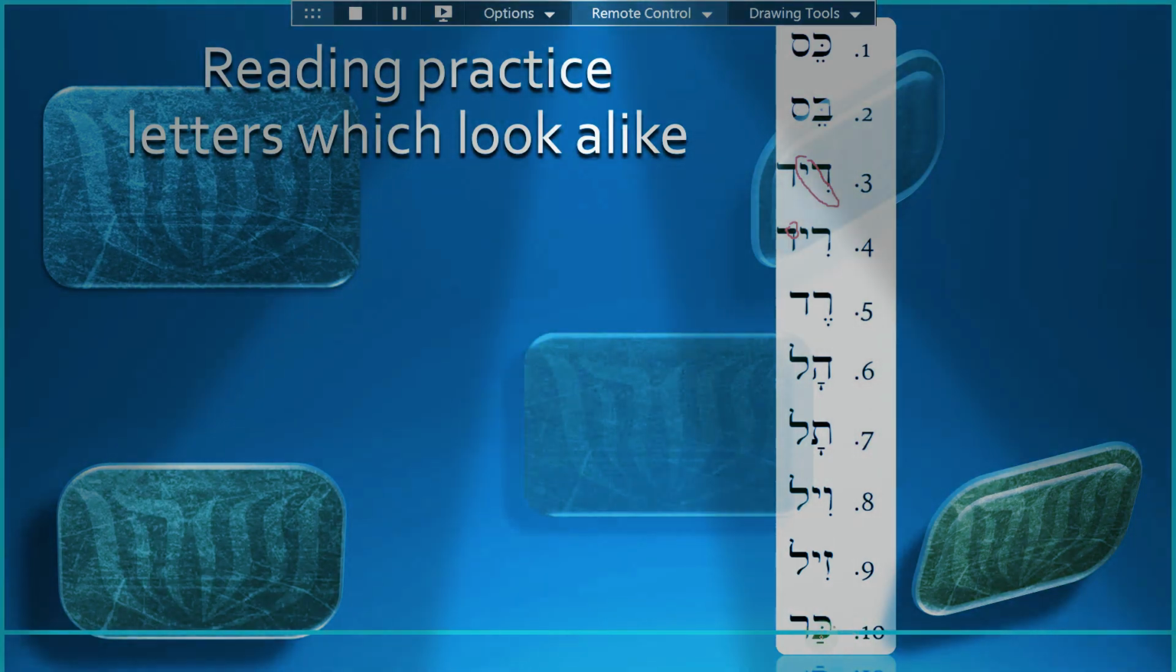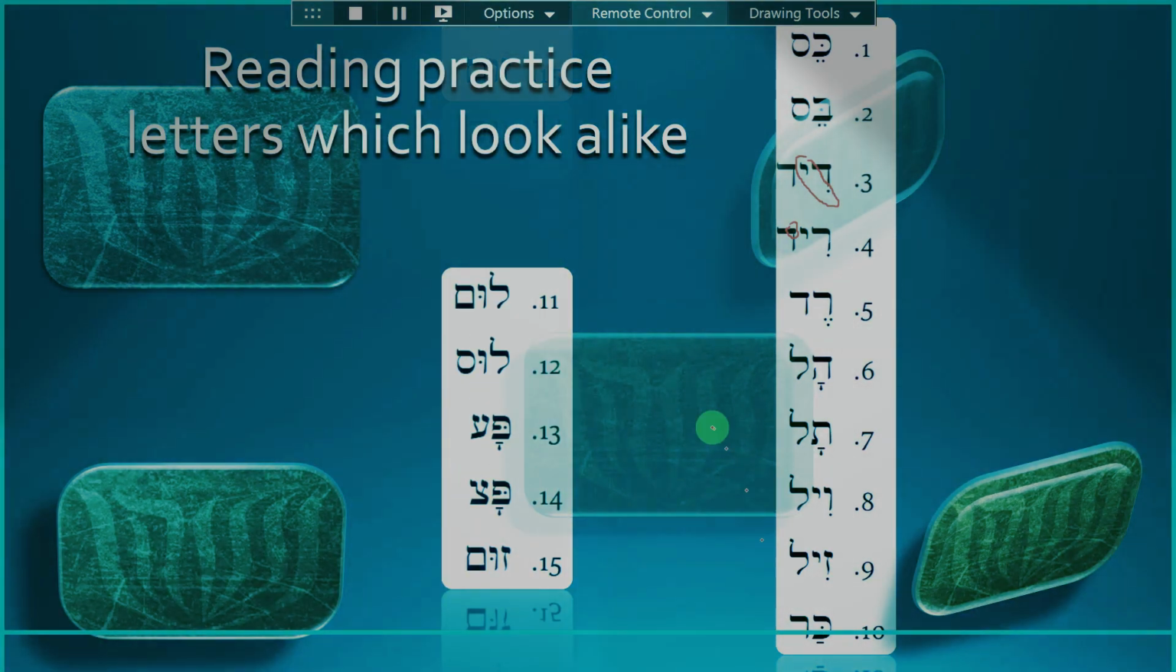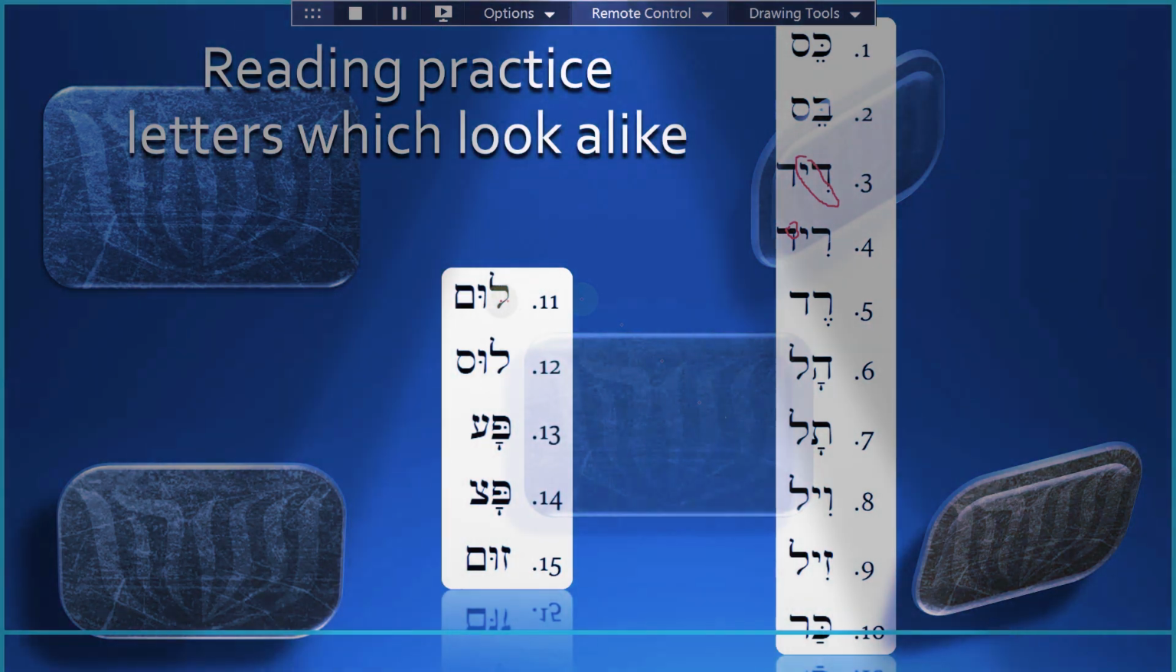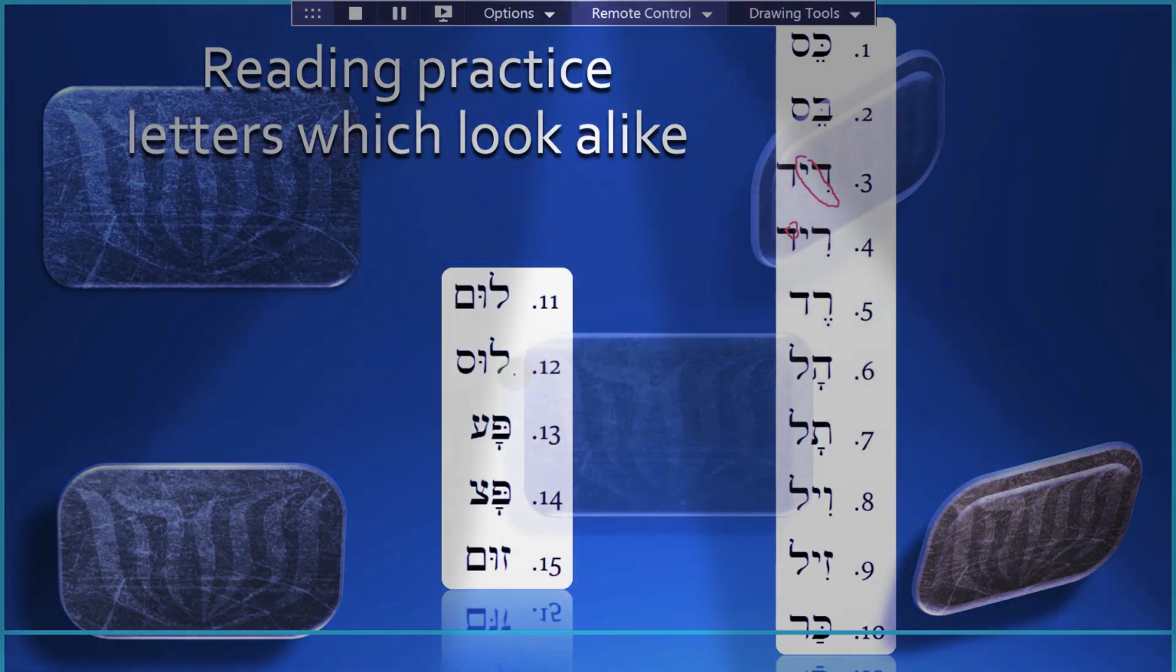Number 10. Car. Car. Drive around in a car. Number 11. Number 11 is loom. Loom. Do not let darkness loom about you. Just to reiterate, these are not supposed to be Hebrew words, okay? They're English words written with Hebrew letters.